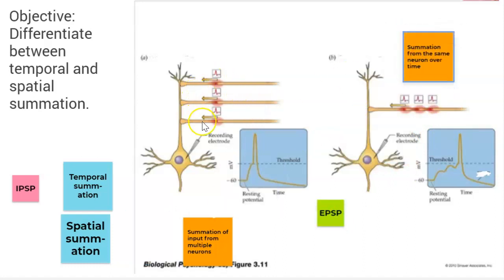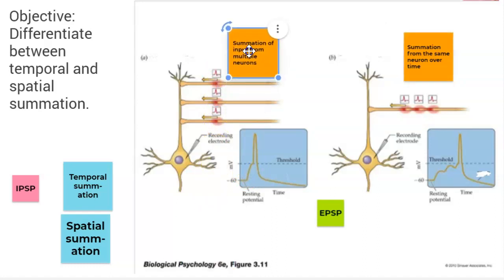And then this one here is that you have input from three different neurons. So you get three action potentials from different neurons happening at the same time. So it is a faster depolarization that's going to reach threshold. So again, you have three action potentials, but they're coming from multiple different neurons.